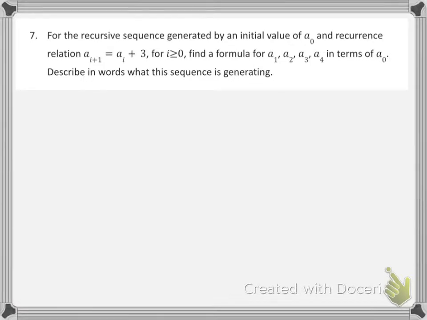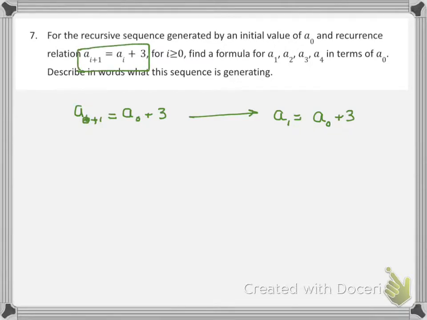a sub 0 plus 1 is equal to, well, it's a sub I, which we're going to call a sub 0, plus 3. That's it. If I further simplify, a sub 1 is a sub 0 plus 3. And then we continue with our pattern using that recursive relationship.